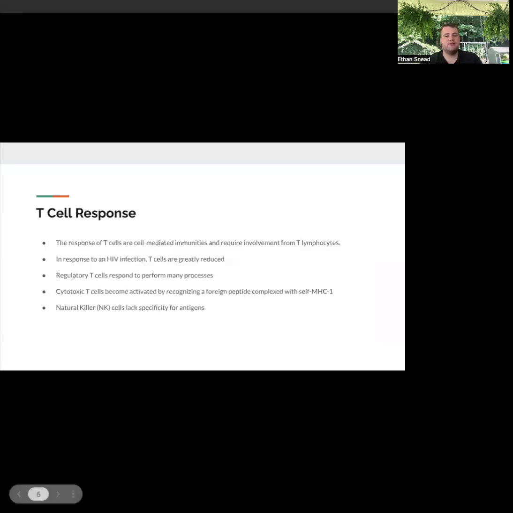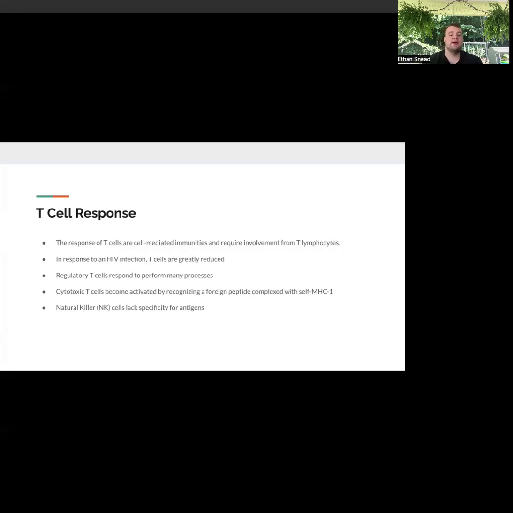Next, we're going to talk about T cell response. The response of T cells is a cell-mediated immunity and requires the involvement of T lymphocytes. Cell-mediated immunity is a type of immune response brought about by T cells, such as cytotoxic and helper effects. In response to an HIV infection, T helper cells are greatly reduced, which is a major contributor to the pathology of AIDS.